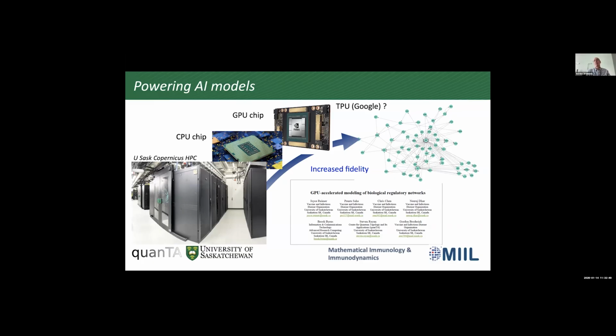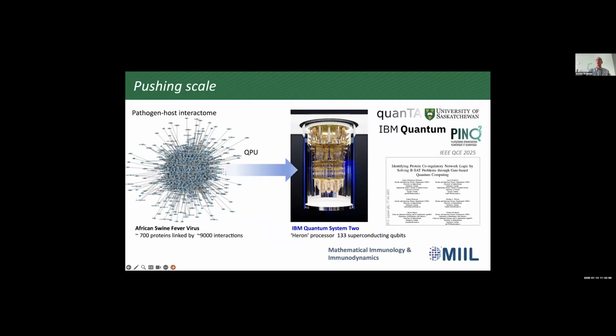We're looking now at tensor accelerators like the TPU that Google just released as an opportunity to increase the scale and reverse engineer the regulatory logic on larger and larger networks. We've also been working with quantum computing platforms like the IBM Quantum System 1. This is the Quantum System 2, but this work was done on the Quantum System 1.